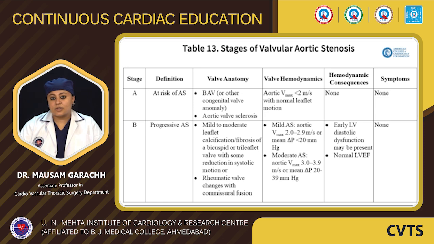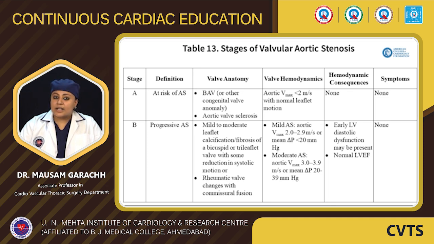The hemodynamic consequence would be none, and there is no presence of symptoms at this stage. In stage B, that is progressive aortic stenosis, in the valve anatomy, there would be mild to moderate leaflet calcification or fibrosis of a bicuspid or a tricuspid valve with some reduction in the systolic motion, or it can be rheumatic valve changes with commissural fusion.